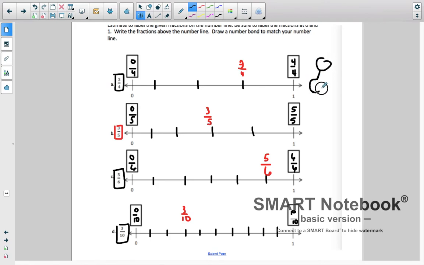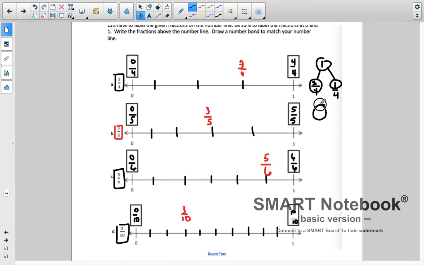So remember, when we do a number bond, we need to do a fraction for 1 whole, okay? So we have 1 whole, and we're going to put 3/4 in the first one because that's the number that we found, 3/4. Now 3/4 plus what is going to equal 4/4? Well, we see that there's 1 space, so that's going to be 1/4. 3/4 plus 1/4 equals 1 whole.